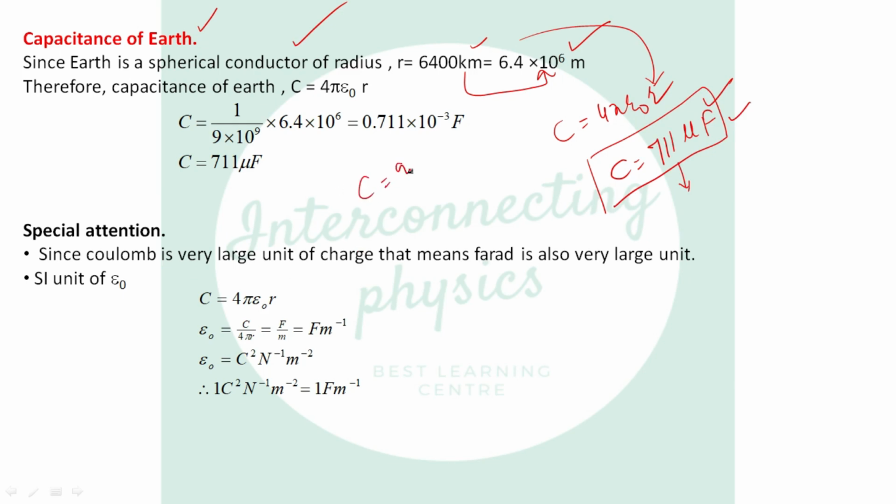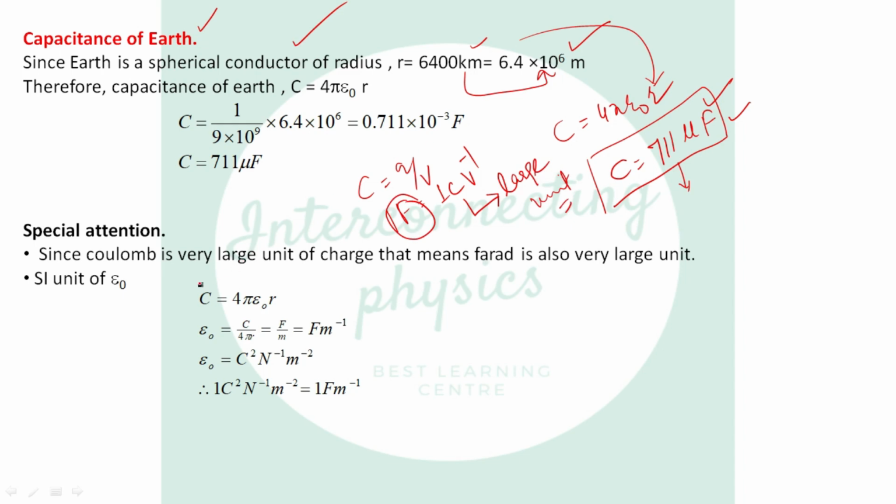Now coulomb is a very large unit of charge. C equal to Q over V, and we write it as 1 farad equal to 1 coulomb volt inverse. Since coulomb is a very large unit of charge, it means farad is a very large unit of capacitance.